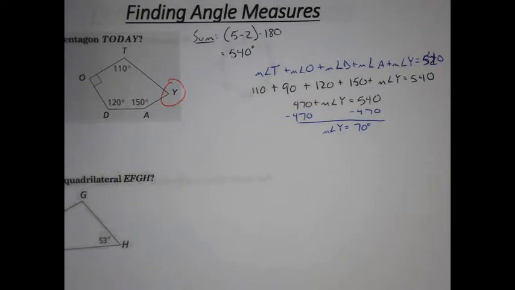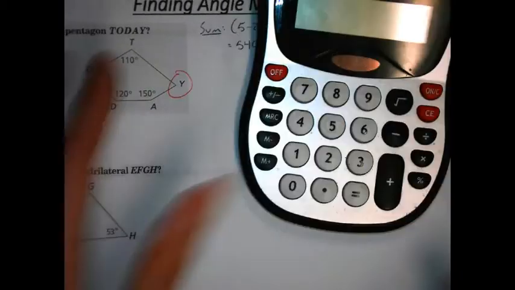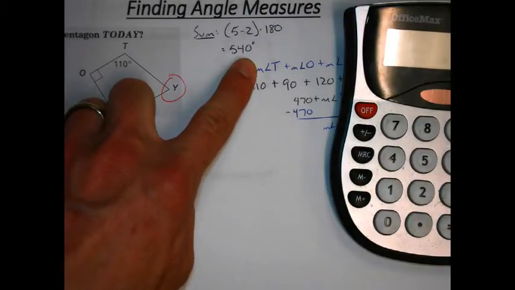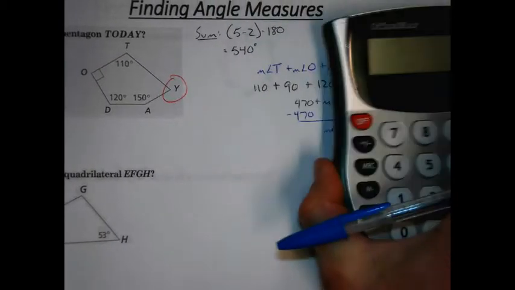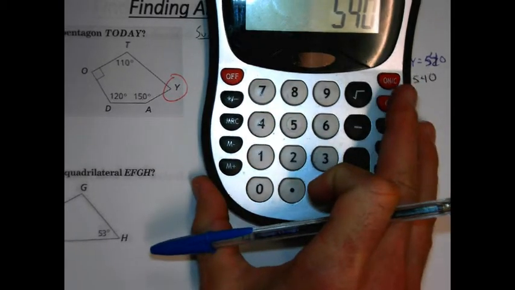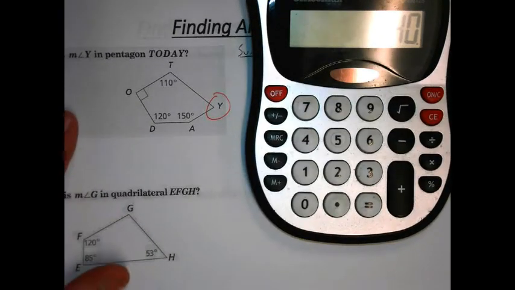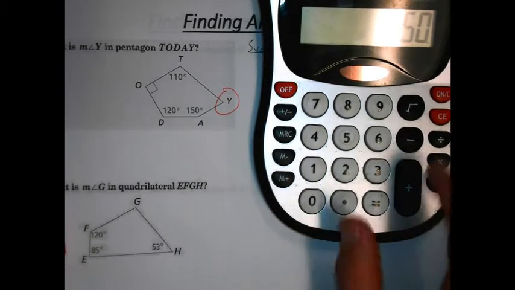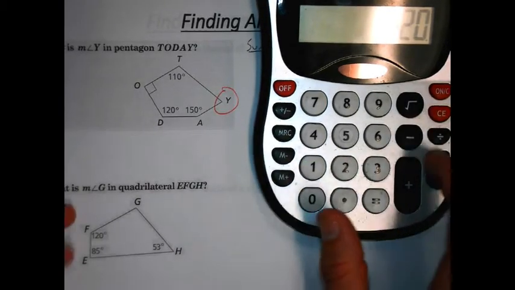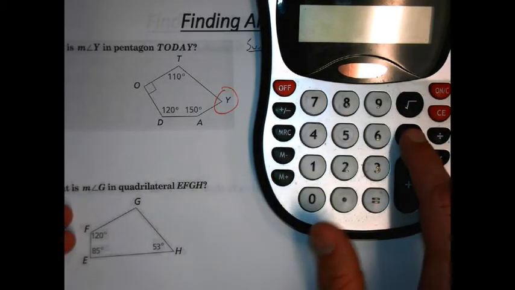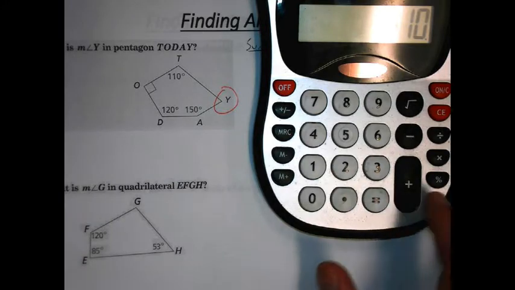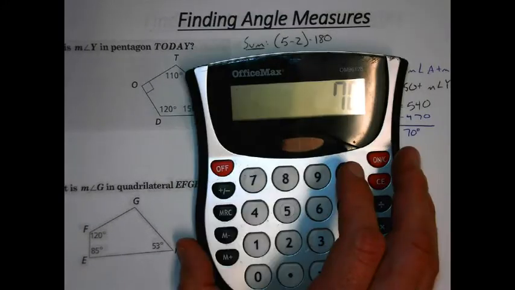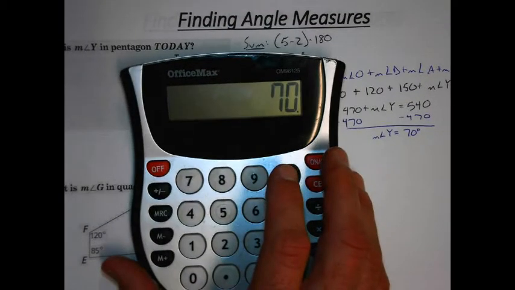Now, here's a cheat. Cheat mode activated. Let me use the calculator for this. Now, we know the sum is 540, correct? So this is what we can do. We have 540. That's the total sum. But what's already there? We already know 150, so let's take that away. Minus 150, and minus 120, and then minus 90, and then minus 110. Whatever's left is going to be angle y, 70. Okay, so there's a cheat way of doing it.